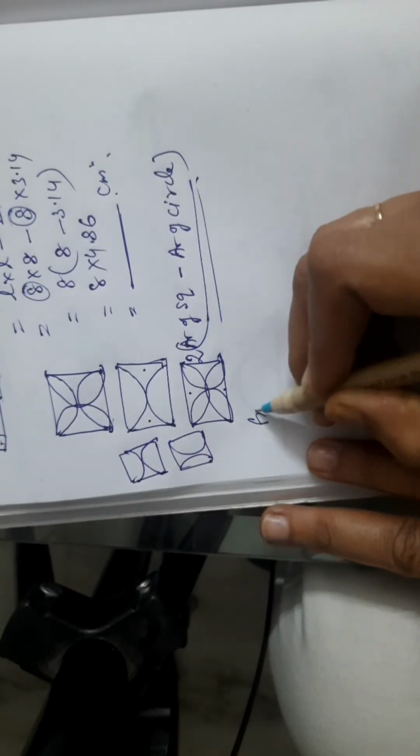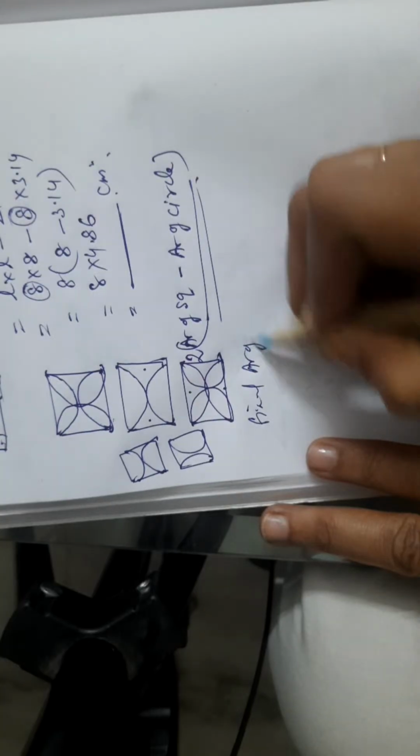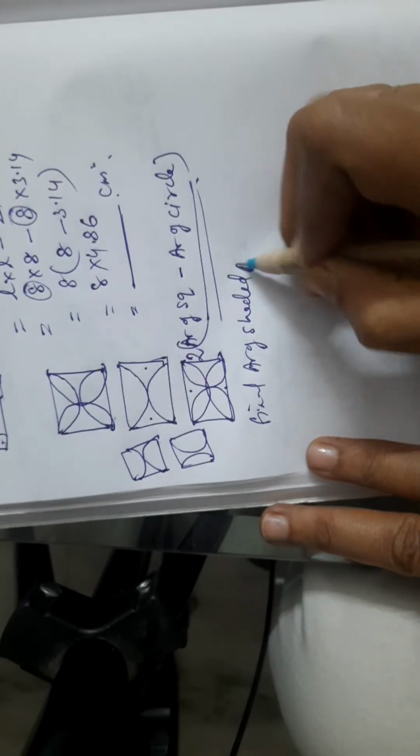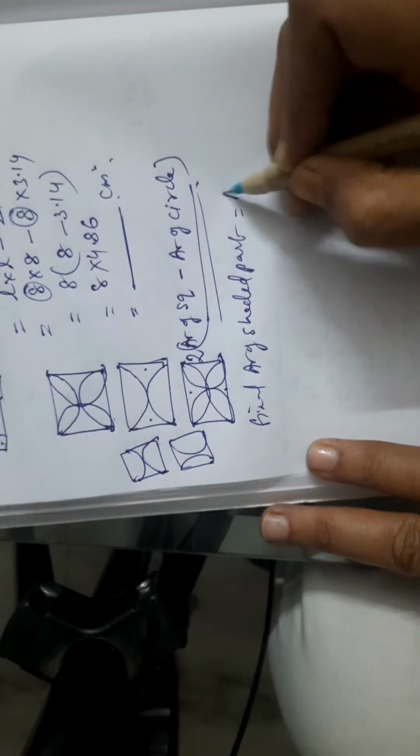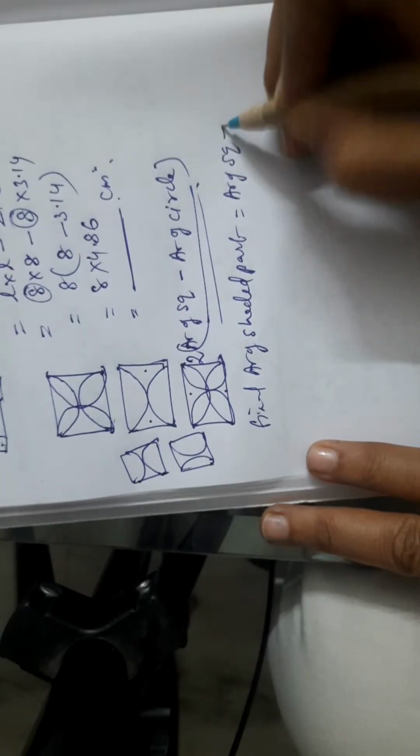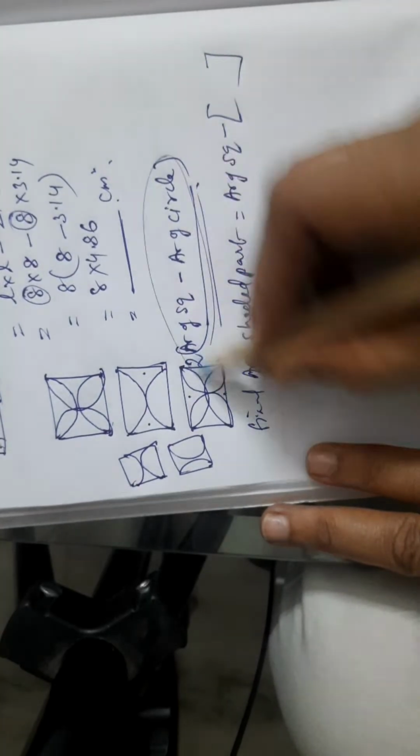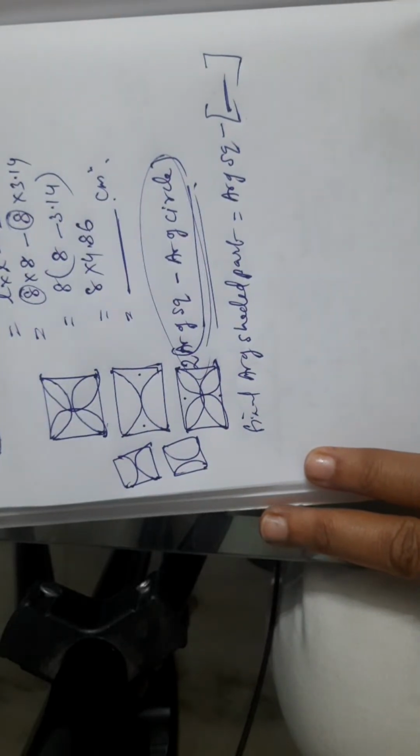Now the final answer, that is the final area of the shaded part, is area of square minus whatever these calculations are there, that to be subtracted.